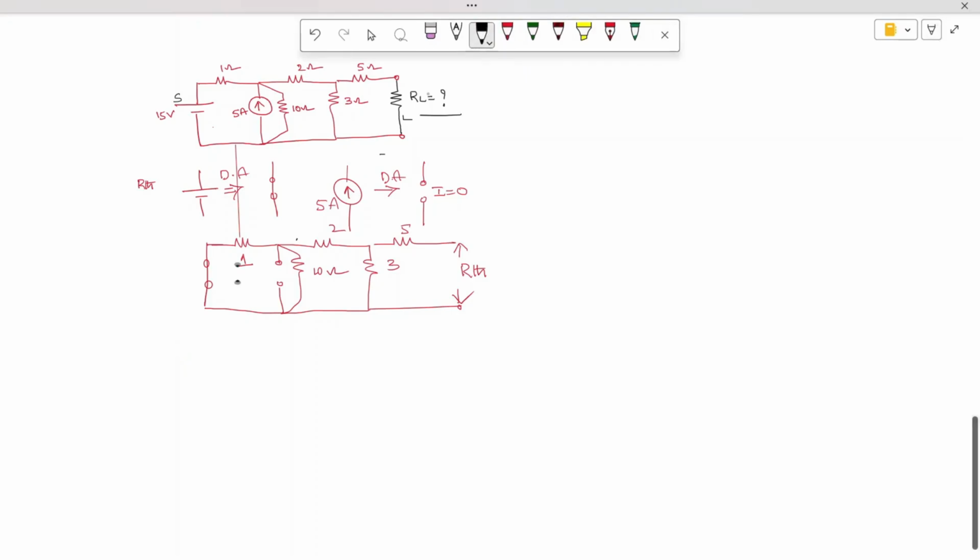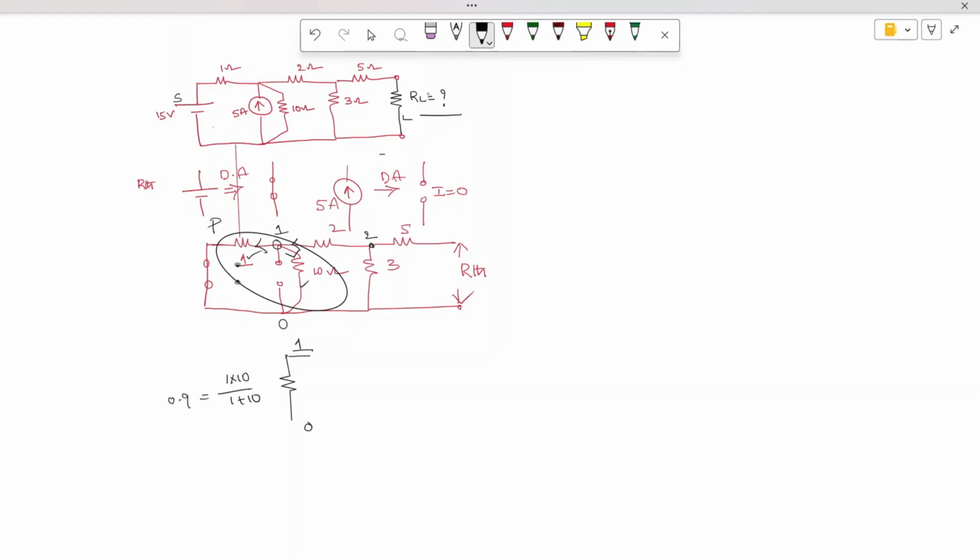So now the current will flow and current will divide. If you have any doubt, mark this as node 1, 0, and mark this as sub node 2. Between 1 and 0, 1 and 10 are connected in parallel, so 1 into 10 divided by 1 plus 10. Then you are going to get this value as 0.9.